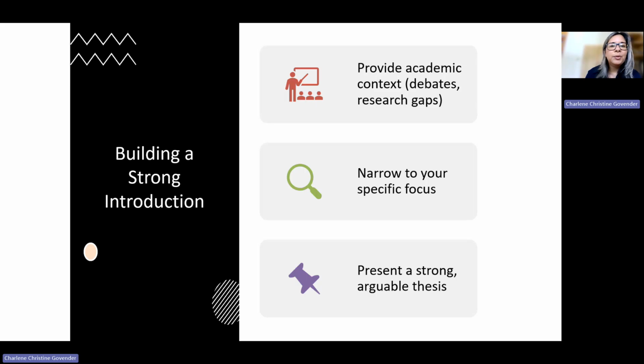Okay, so when you are writing your introduction, provide academic context, think about current debates or any research gaps that exist in the field. Of course, narrow your specific focus and present a strong and arguable thesis. So when you are handling resources and context and adding that into your introduction, it's going to show academic maturity.